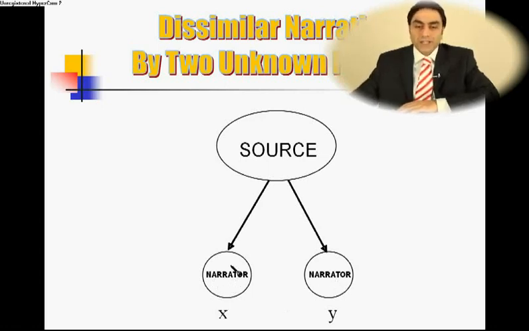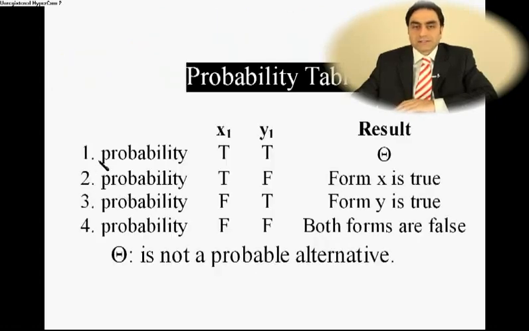So X comes with an X form of report, and Y comes with a Y form of the report, and they are contradicting each other. And both of them are unknown persons. We are talking about unknown persons. What's the probability table about this kind of narration?